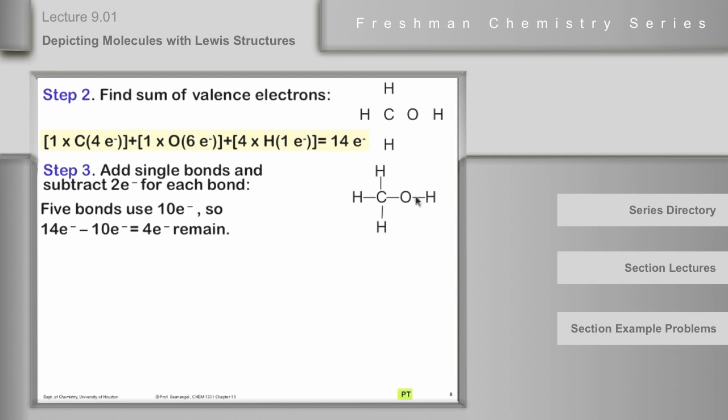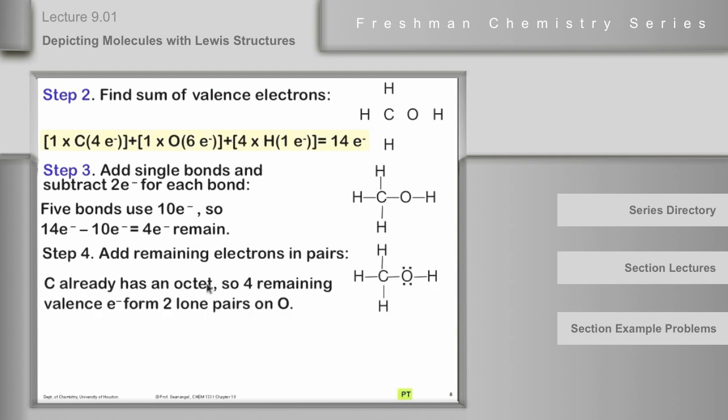But oxygen only has 4 electrons around it, so we use the 2 electrons as 2 lone pairs around the oxygen, as you can see. Now the oxygen has 8 electrons, the carbon has 8 electrons, and each one of the hydrogens has 2 electrons, and we are where we want to be, right? Carbon has an octet, the oxygen has an octet. Do we have questions on that? None? You know it already.